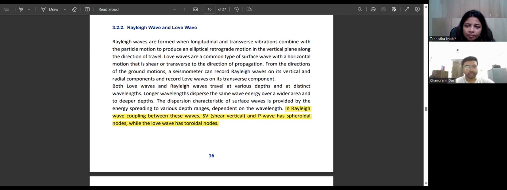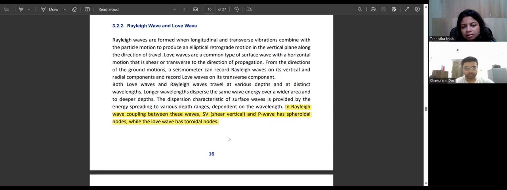So that is mainly the difference, and that very particular theory is written over here: both the waves travel at various depths under distinct wavelengths. Longer wavelengths disperse the same wave energy over a wider area and to greater depths. The dispersion characteristic of surface waves is provided by the energy spreading to various depth ranges depending on the wavelength. In Rayleigh waves, the coupling between the SV, that is the vertical component, and the longitudinal wave, that is the P wave, has spheroidal nodes, while the Love waves have only toroidal nodes.